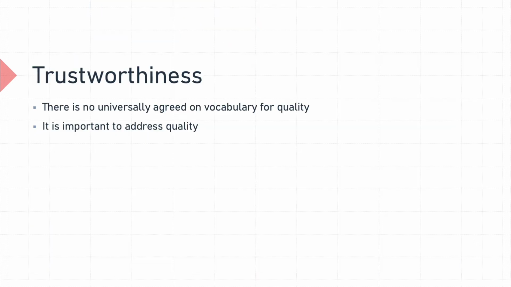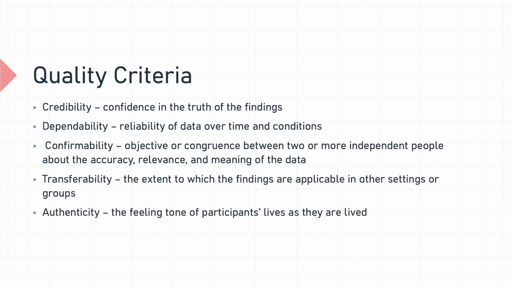What we want, though, is for the findings to be trustworthy. And we talk about trustworthiness in qualitative research because there is no universally agreed upon vocabulary for quality. And it is important to address quality of research. Some of the quality criteria that we look for are credibility. So we want to be confident in the truth of the findings. Dependability, meaning that we're looking for reliability of data over times and conditions.